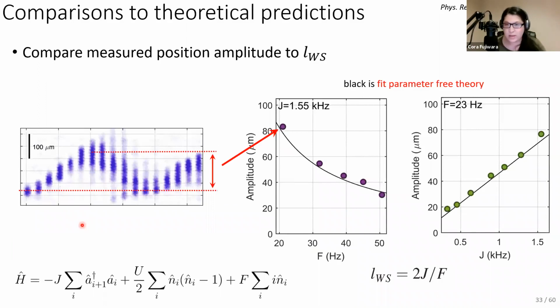Not only were we able to see this, but we can also verify a bunch of quantitative features about these sorts of oscillations. So here we can compare the amplitude of these oscillations versus the applied force expressed in units of the Bloch frequency. And we can see excellent agreement between the data and fit parameter-free theory. We can also look at the tunneling rate versus the amplitude. And so we really think we understand what's going on with these position space Bloch oscillations.